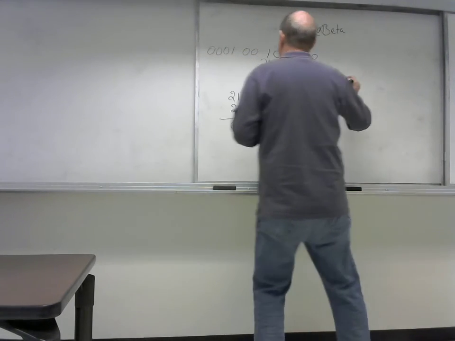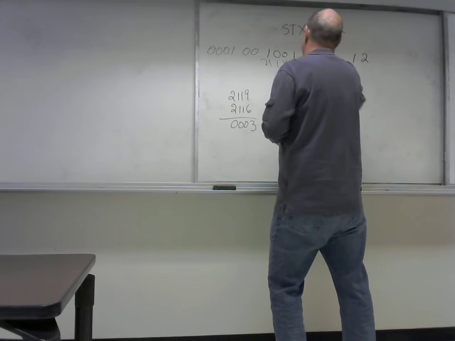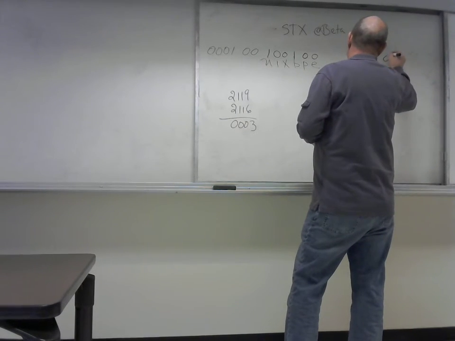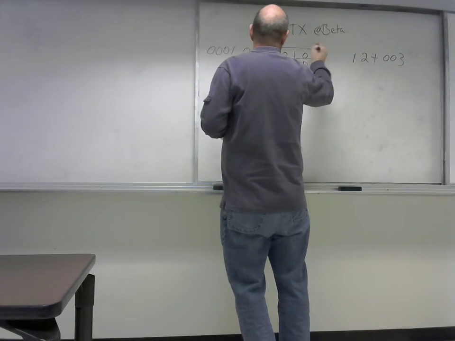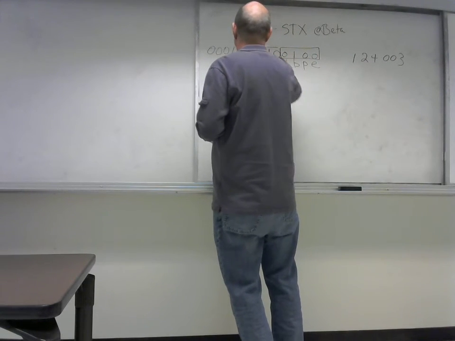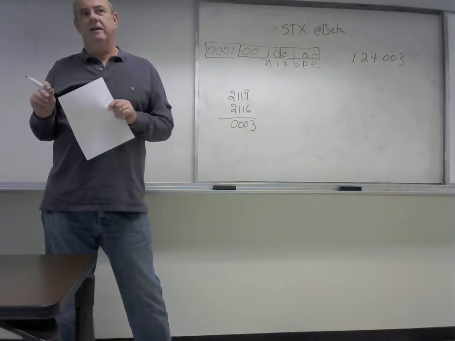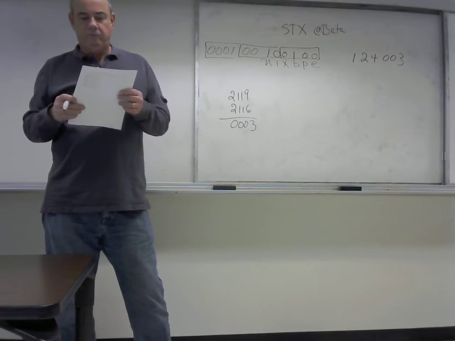So we now have 1, 2, 4, 0, 0, 3. One, 2, 4, 0, 0, 3. Everybody got it? Okay.